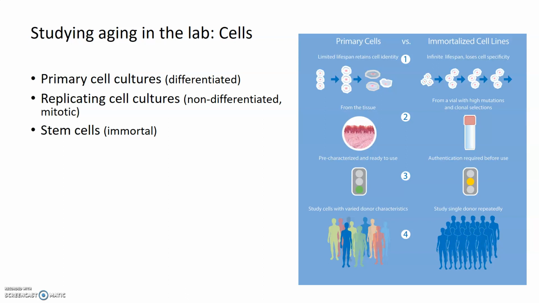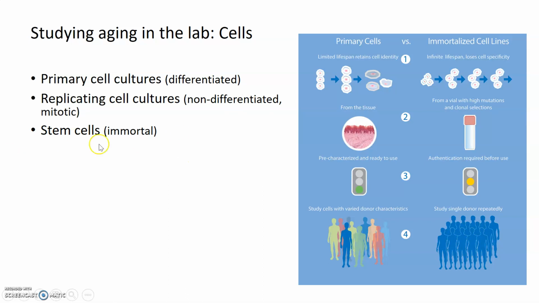cell lines. And so there are several different types of cell lines that are used in cell biology research. Some are better for studying aging than others. And so there are what are known as primary cell cultures, which are differentiated, or cells that have a specific fate already assigned to them. There are replicating cell cultures, which are not differentiated and so have the potential to become different cell types. And they're also mitotic, or still dividing.